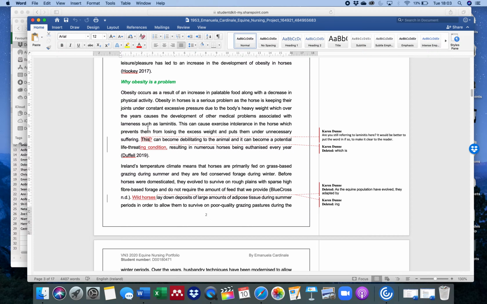In relation to some of your sentence structure, if you look at this paragraph here, you've started off by explaining obesity arises when we've increased palatable food intake along with reduced activity. It's a problem because they can get other conditions. Then you've said this can cause exercise intolerance in the horse, which prevents them from losing the excess weight and puts them under unnecessary suffering. This can become debilitating to the animal and become a potentially life-threatening condition. So I'm not sure here, this, and this. Are you referring to laminitis or obesity?